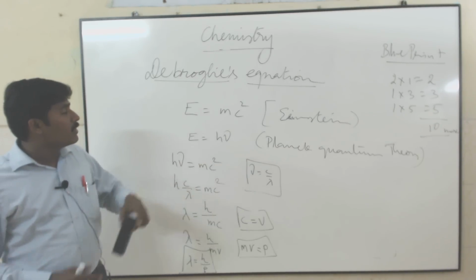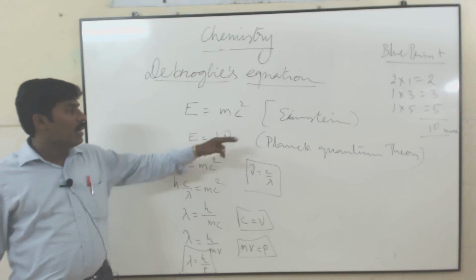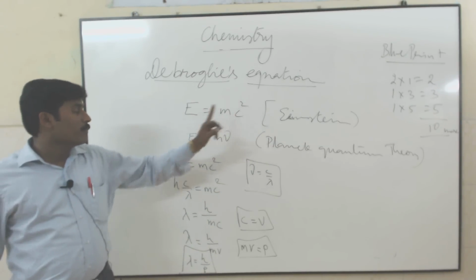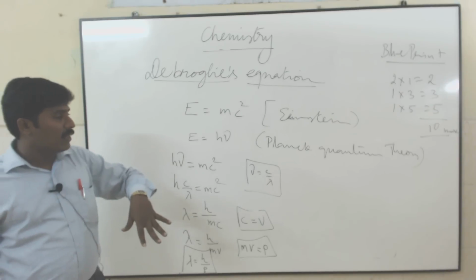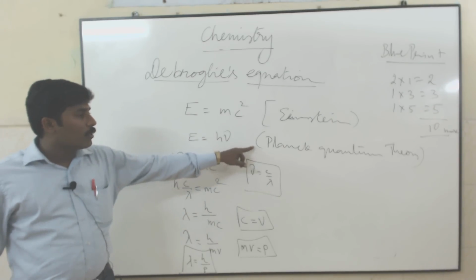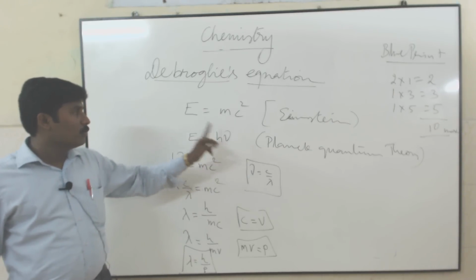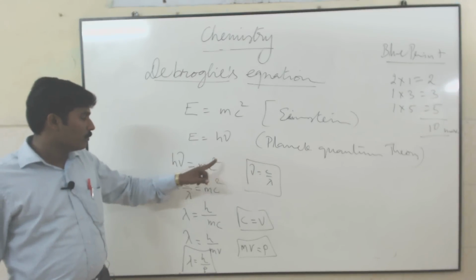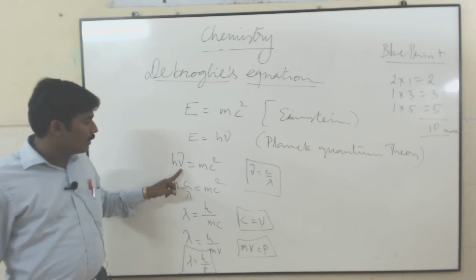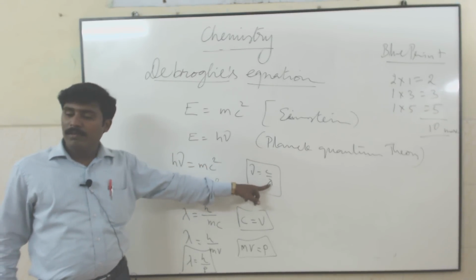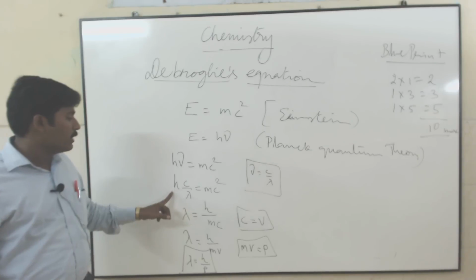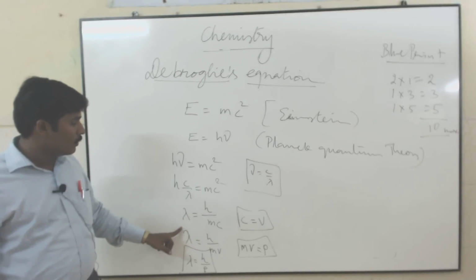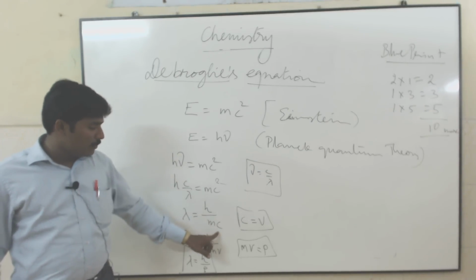See again, if a photon has particle nature, according to Einstein's mass energy relationship, E is equal to mc square. If the photon has wave nature, according to Planck's quantum theory, E is equal to h nu, both are energy only. So h nu is equal to mc square. Here nu is equal to c by lambda. We are going to apply the value here. h c by lambda is equal to mc square. We need only lambda. So lambda is equal to h by mc.